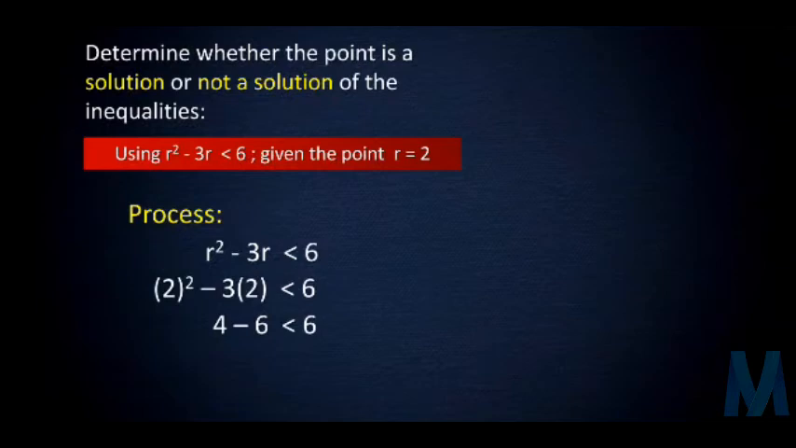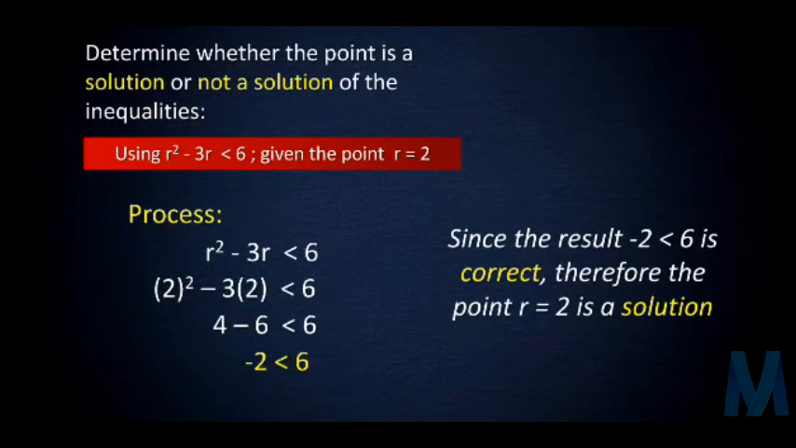Then we are going to solve first 2 raised to 2. Okay, so that is equal to 4, and then minus 3 times 2, that is equal to 6, is less than 6. So we are going to solve the left side of the inequality. 4 minus 6, we have negative 2 is less than 6. Now, since the result negative 2 is less than 6 is correct. It's correct, right? Negative 2 is less than 6. Okay, so therefore the point r is equal to 2 is a solution.